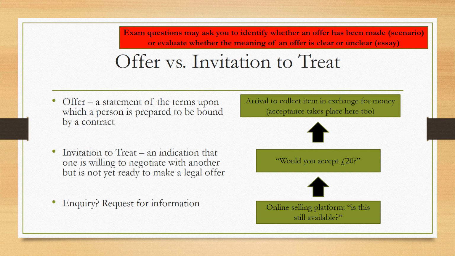So I've got these key phrases on the slide here for you to write down. We have the meaning of an offer, invitation to treat, and then one step back from these, really, the inquiries. You may simply be requesting information and not even at the stage of negotiation or discussion. I liken this to what happens on those online selling platforms. The classic question, is this still available? That's an inquiry. At no stage there are you entering into discussions or negotiations.